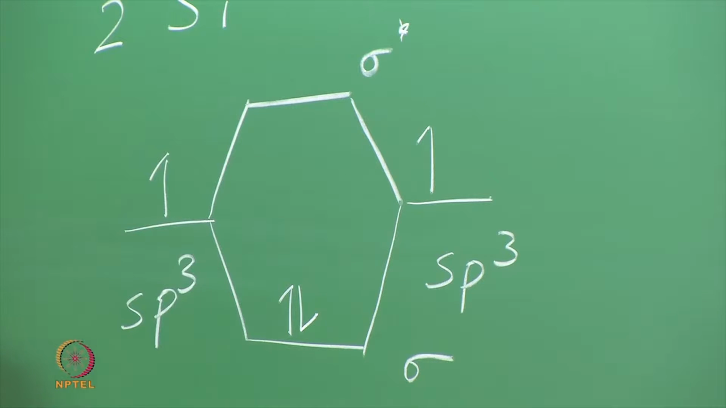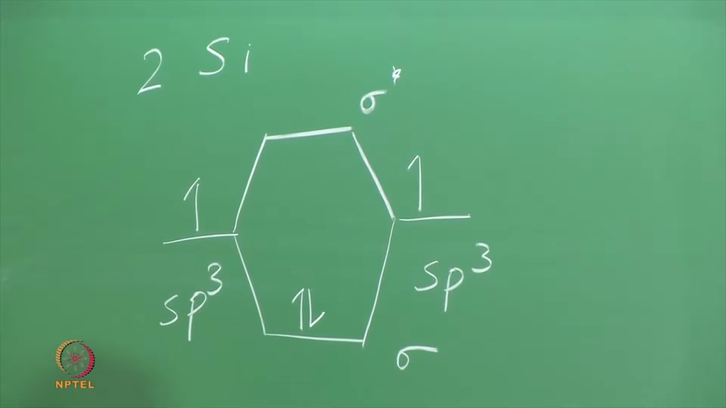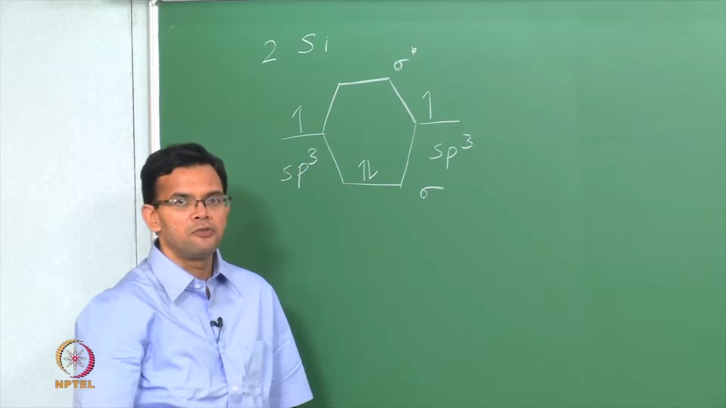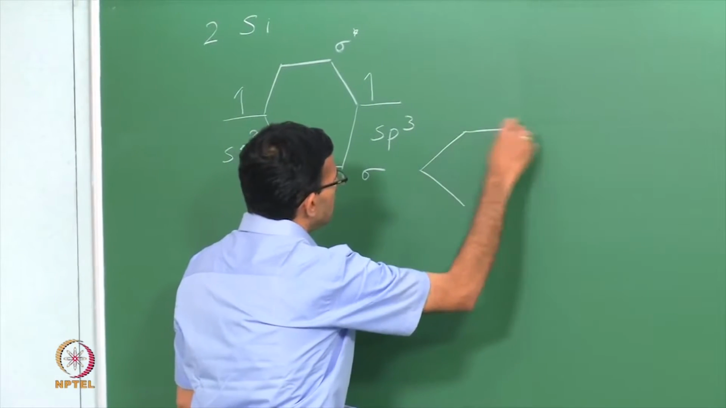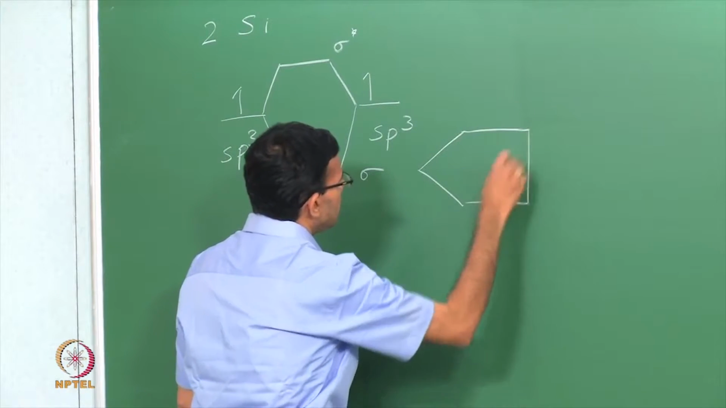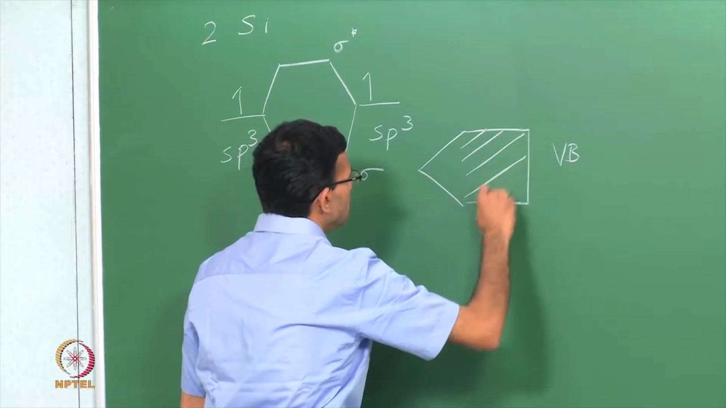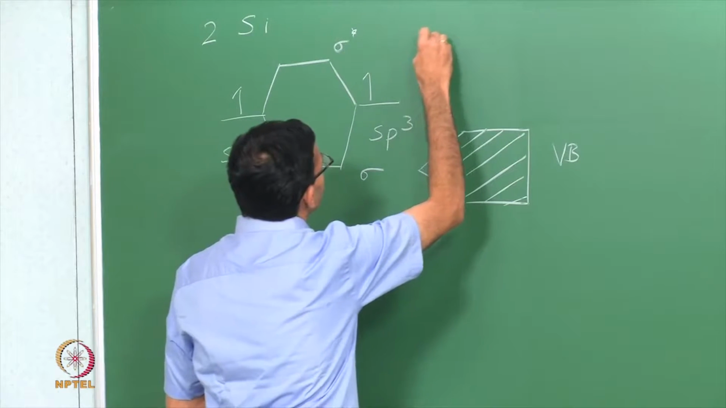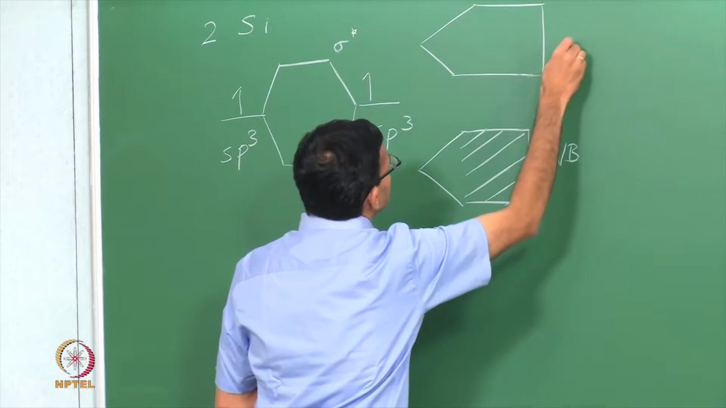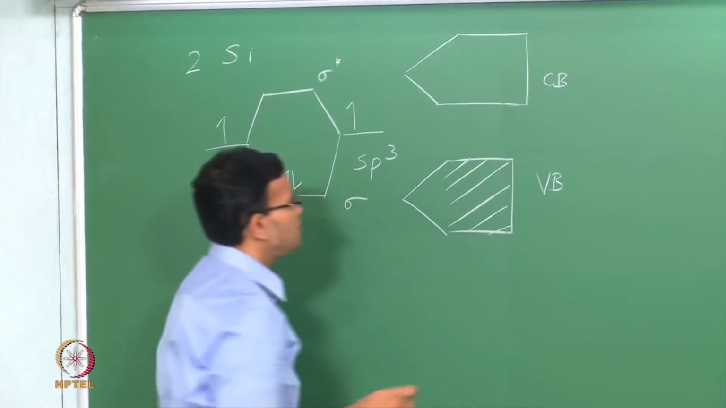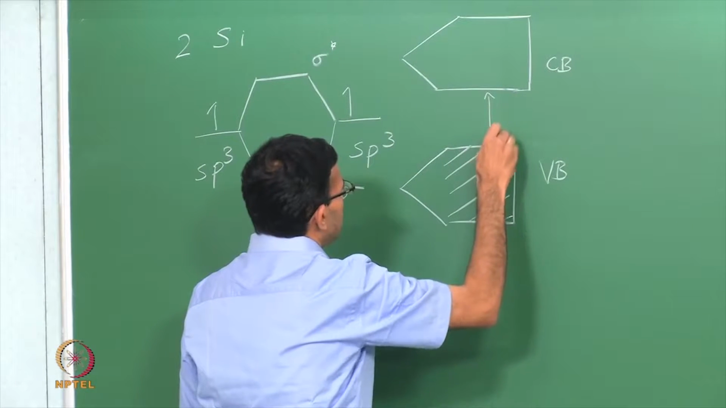If you had a silicon solid, you had a lot of these bonding and anti-bonding orbitals, and these came together to form the valence band and the conduction band. So the bonding forms the valence band, which is completely full, and the anti-bonding forms the conduction band, that is empty. So the valence band is completely full, the conduction band is empty, and there is a band gap between them.